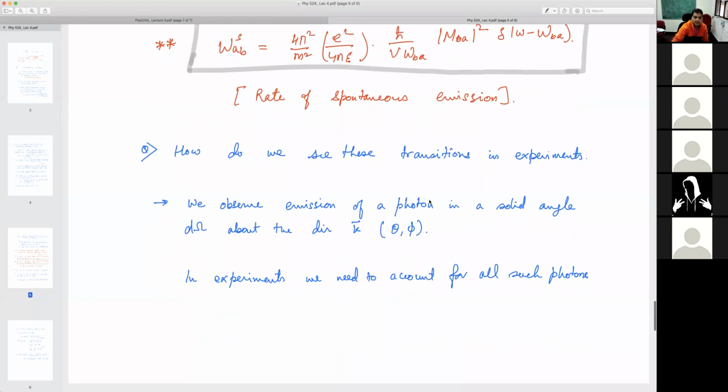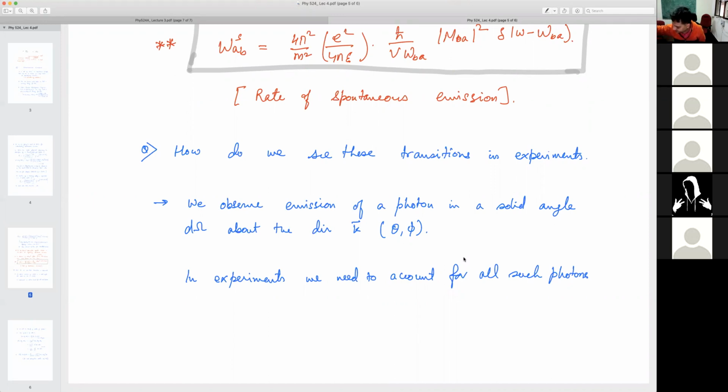So in experiments, of course, we will set up a detector at a specific location. I have my experimental setup here, and a detector seeing only photons which come out of the system at some particular theta, phi. So we will observe emission of a photon in a solid angle, and the detector will always have some finite width. I can never have a point particle in practice in a lab.